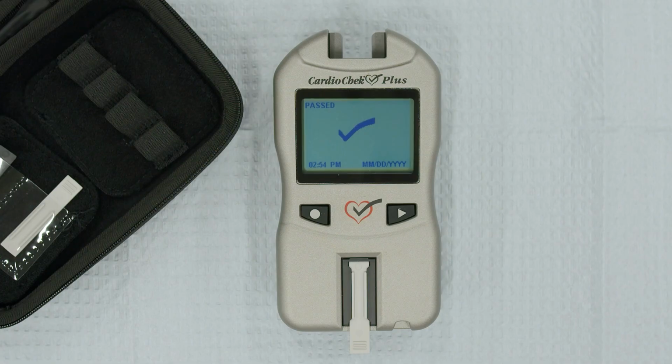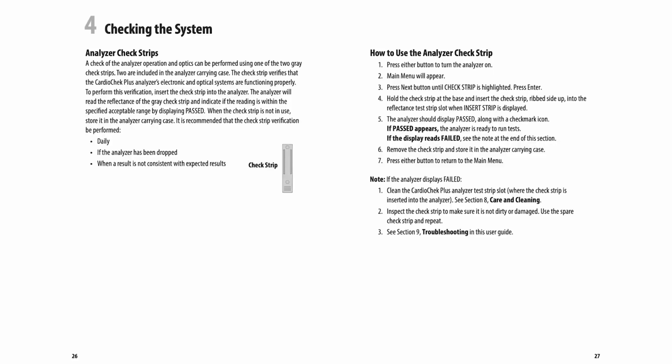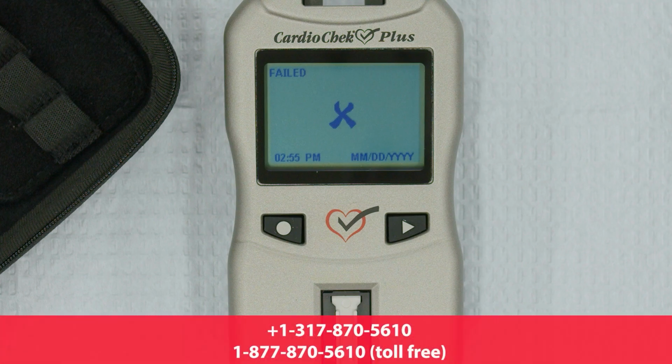If the analyzer screen says Passed, good news! You're ready to run controls. If the analyzer says Failed, you'll want to make a few adjustments and try again. Please refer to Section 4 of your CardioChek Plus version 1.12 user guide for details. If your check strip verification still fails after all troubleshooting measures have been taken, please do not use the analyzer. Call customer service for assistance.